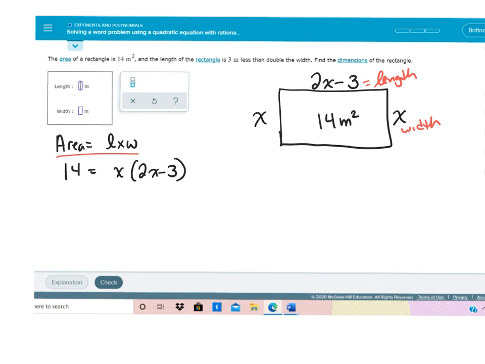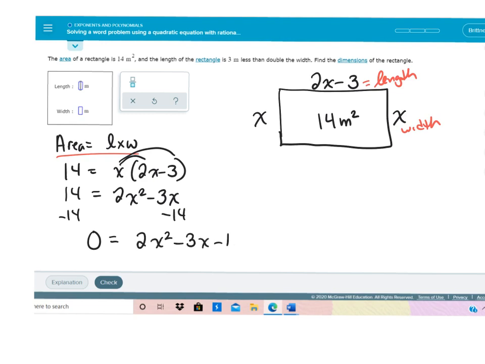So now I have to solve this like a quadratic. So I'm going to distribute the x. So I get 14 equals 2x squared minus 3x. Since it's got the squared and the x now, it's quadratic. So the way to solve quadratics is get everything to one side. So we get 0 equals 2x squared minus 3x minus 14.